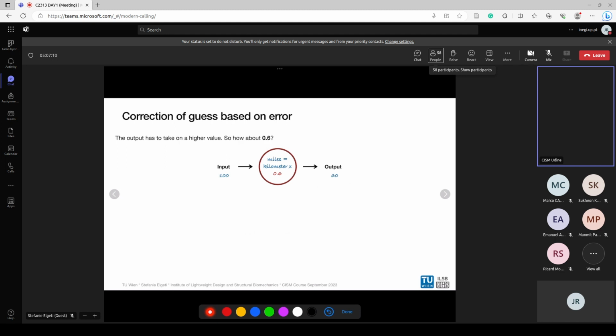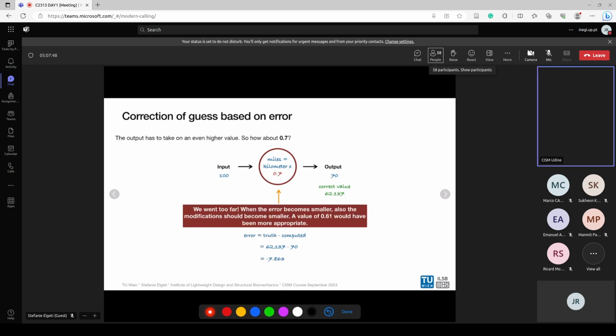So we give this information back, and we know we need to increase our value for the constant. So we know the output has to take on a higher value, so the constant needs to be higher. How about 0.6 then? So then input 100, output is 60, correct value the same as before. So we compute the error. It's now 2.137, so we improved, but it's still too high, so we increase again. So how about 0.7? Then output is 70. Correct value has not changed. So now we have an error of minus 7.863.